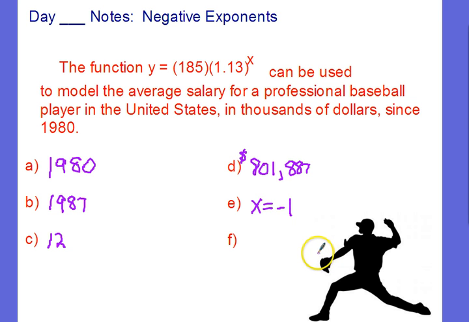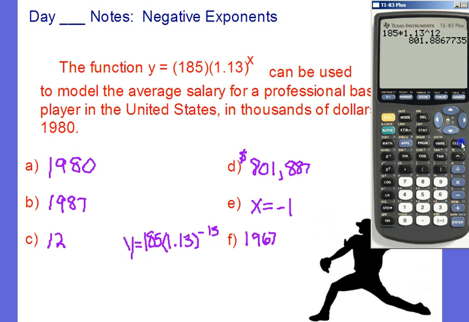Lastly, it says estimate the salary in 1967. So if we want to do that, I'm just going to kind of sketch here that we're doing 1967. And then here's our equation right here. Y would be equal to 185 times 1.13 to the, and now here's 1980, and we want to find 1967, which is 13 years prior to 1980. So for our exponent, we'd actually be using -13, and that should give us the salary for 1967.